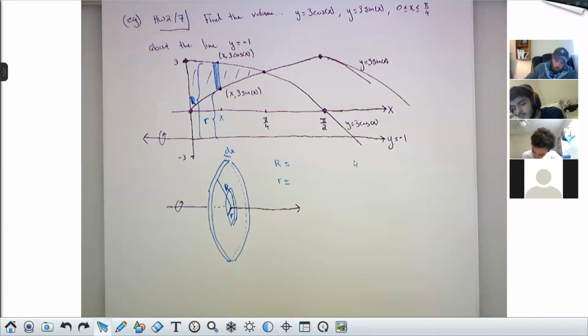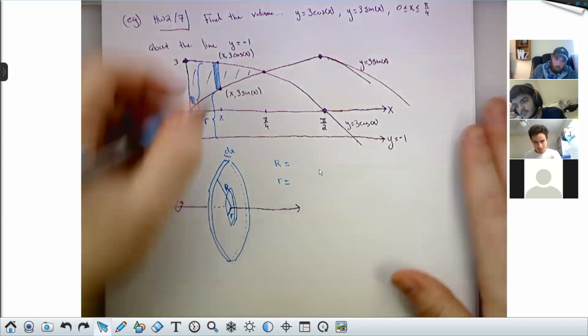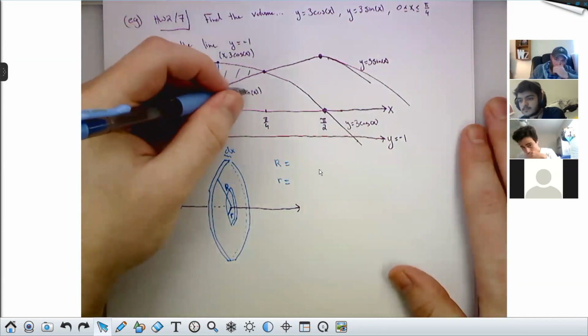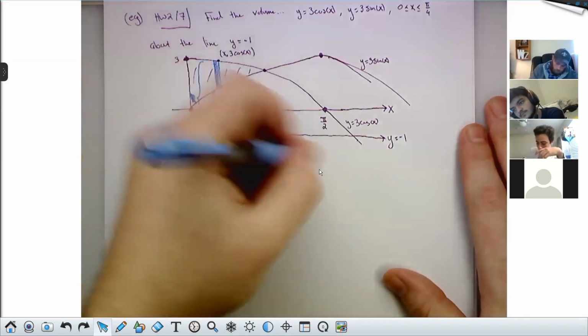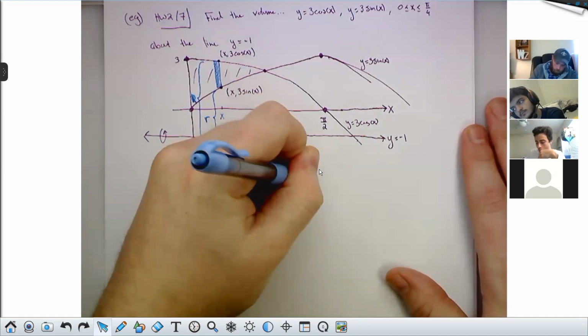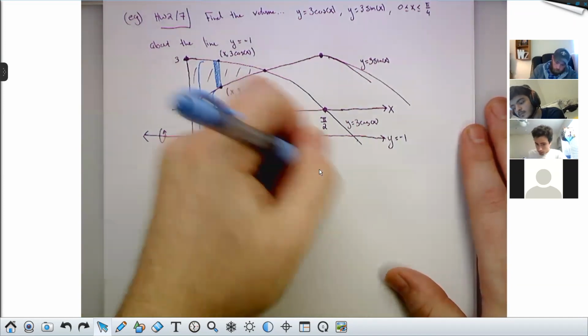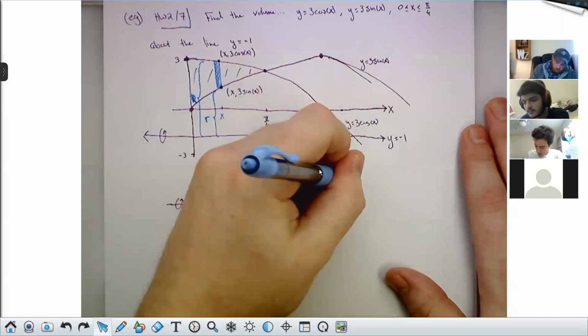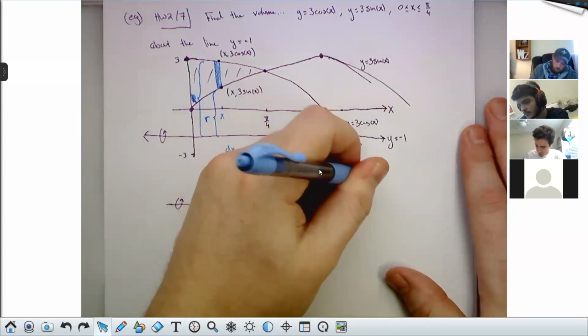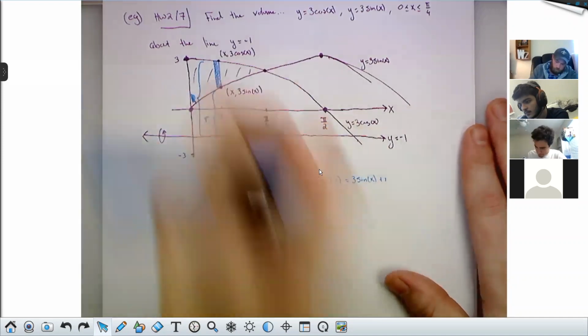So who can help me out in terms of calculation? I know Josh and Alexander just saw this in office hours. So somebody besides those two, can you tell me what is little r? It seems like it would be 3 sine x plus 1. That's exactly correct. We take the y value here, which is 3 sine x, and we subtract the y value here. So little r is 3 sine of x minus -1, which is 3 sine of x plus 1.